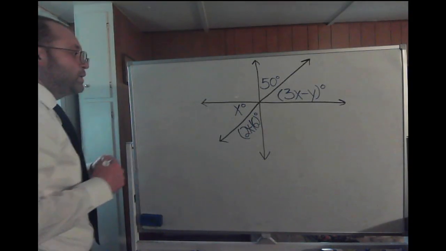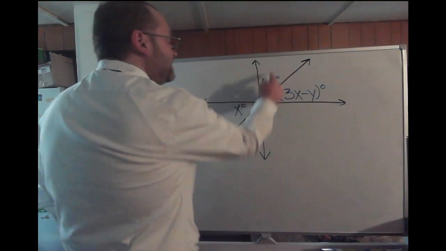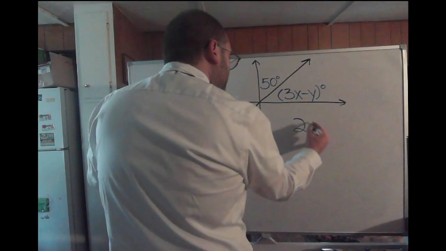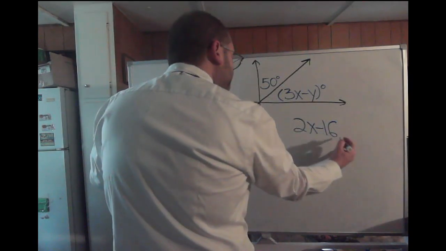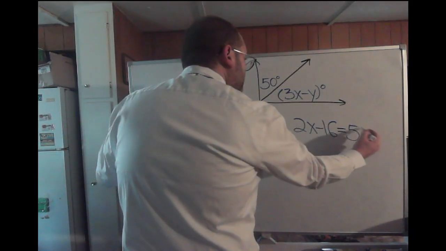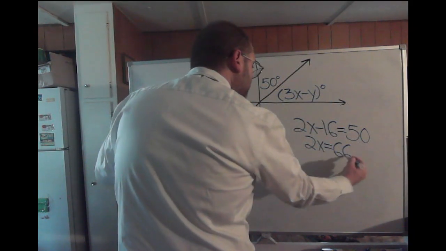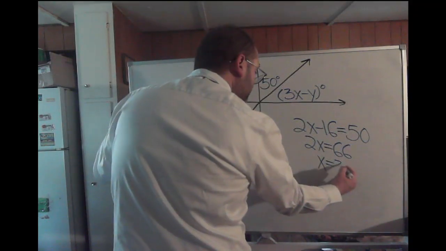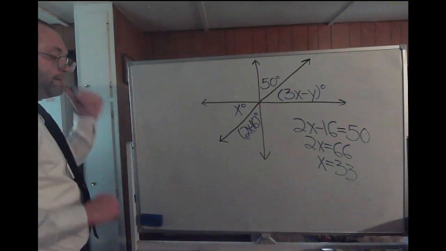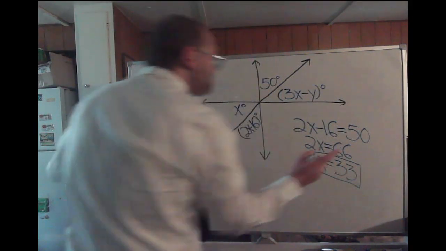So let's start here. I would take your 2x minus 16, set that equal to 50. Let's solve for x first. So take your 2x minus 16, we will set that equal to 50, which means 2x would equal 66, which means simply that x equals 33. All right, so we found the value of x. Now let's find the value of y.